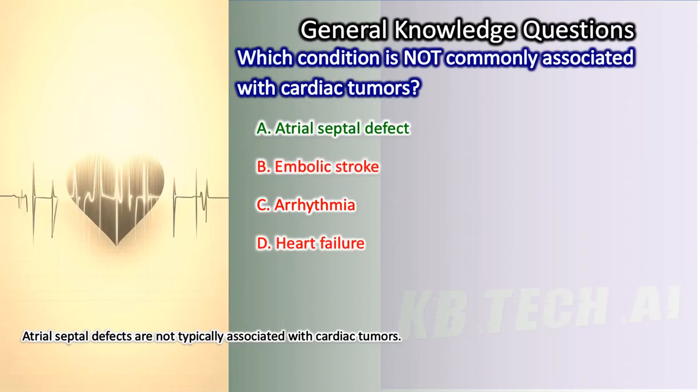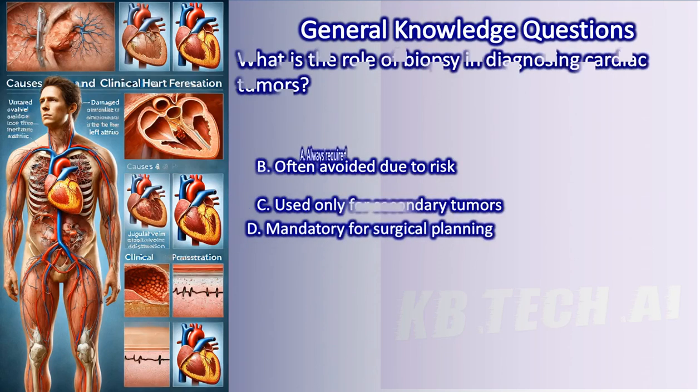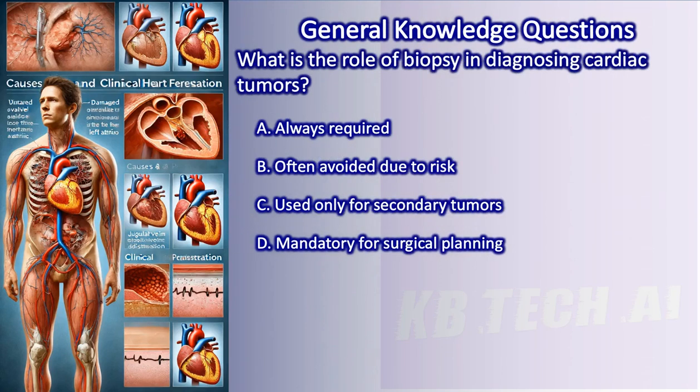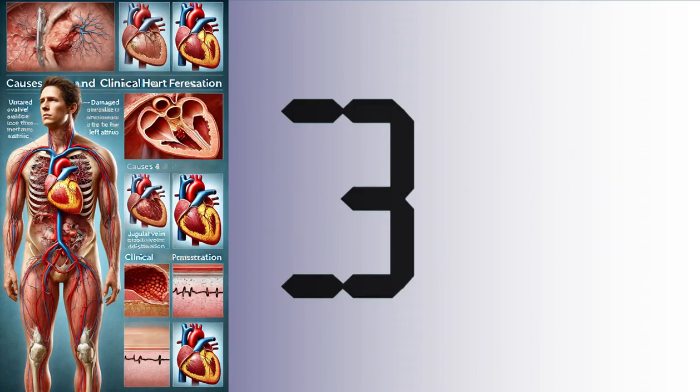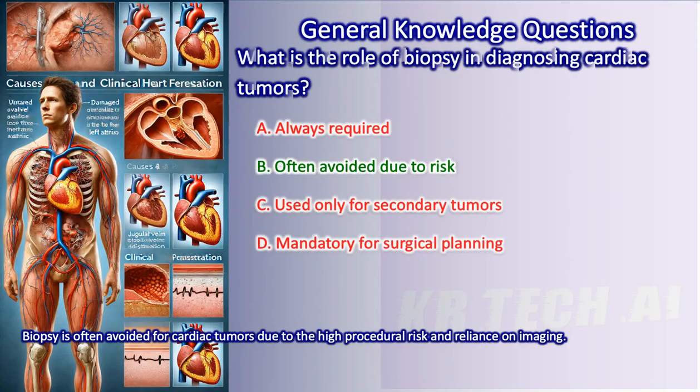Atrial septal defect. What is the role of biopsy in diagnosing cardiac tumors? Option 1. Always required. Option 2. Often avoided due to risk. Option 3. Used only for secondary tumors. Option 4. Mandatory for surgical planning. The answer is option 2. Often avoided due to risk.